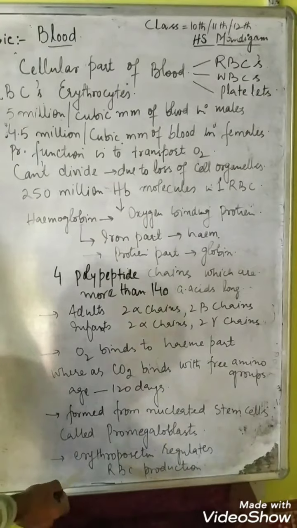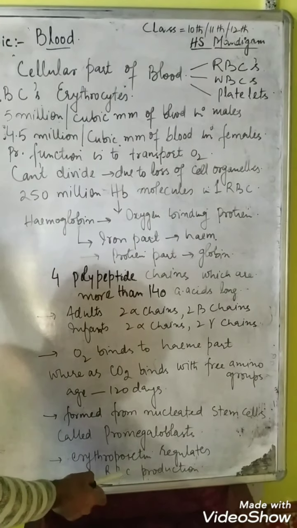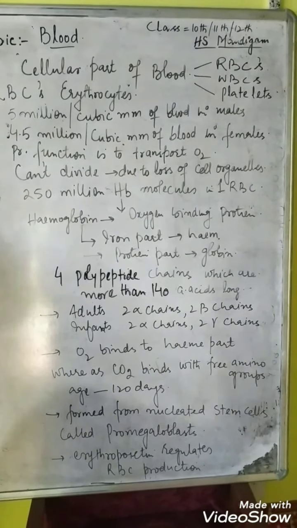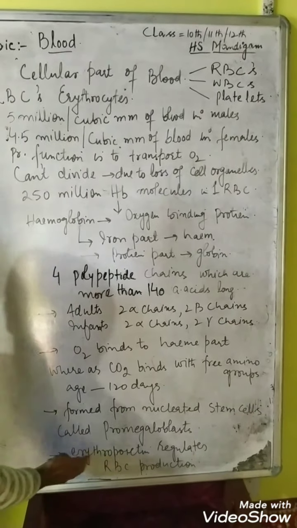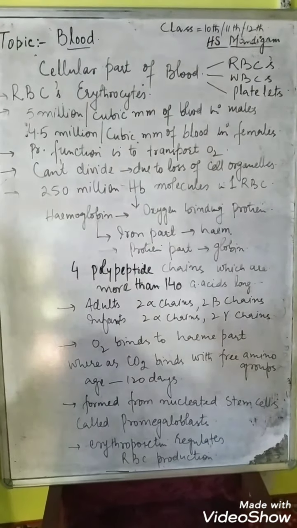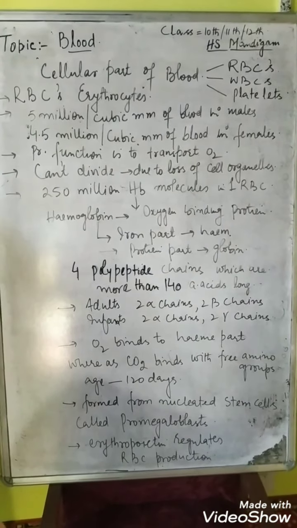Now this production of RBCs is regulated by a hormone which is produced by the kidneys, called erythropoietin. So erythropoietin regulates the production of the RBCs in our body. Now coming towards the WBCs.